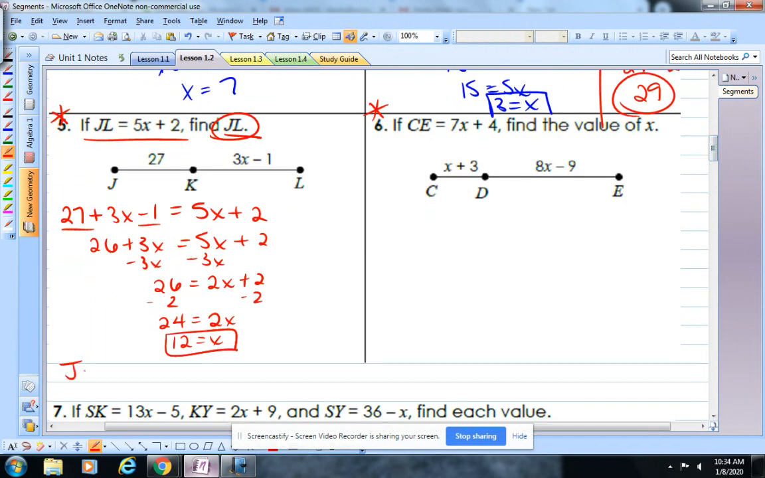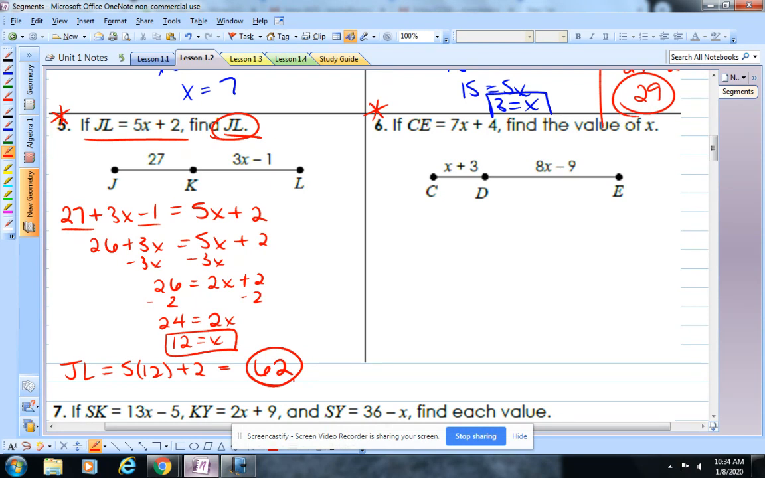And then I got to finish it by finding JL. So JL is going to be 5 times 12 plus 2. 5 times 12 is 60 plus 2 is 62. Raise your hand if you got 62 for your final answer on number 5. Any questions about how I got that?